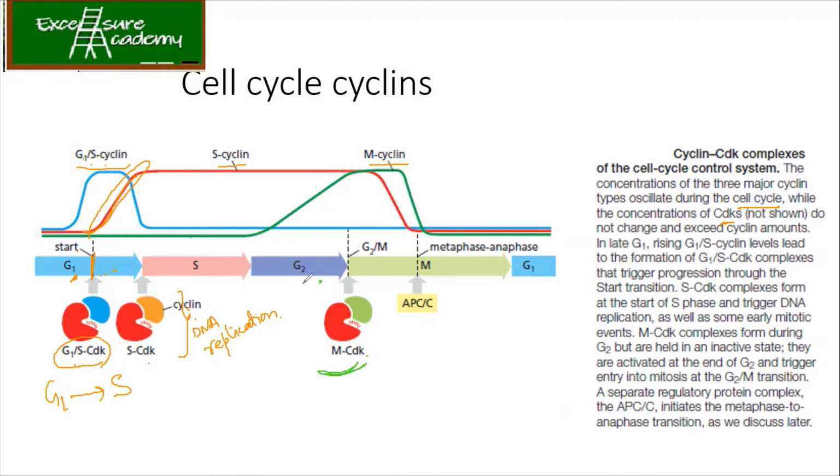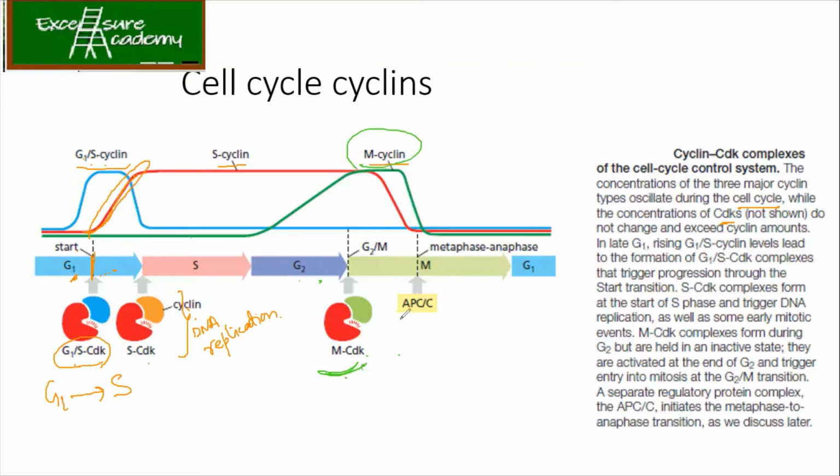Okay, so what is the work in G2? There is a checkpoint which ensures that no error happened during the DNA replication, or that there is no damage to the DNA. So all that will be repaired in your G2, which eventually will result in the increased concentration of your M cyclin. Okay. Now M cyclin M-CDK is formed. Now this will enter into your mitosis.